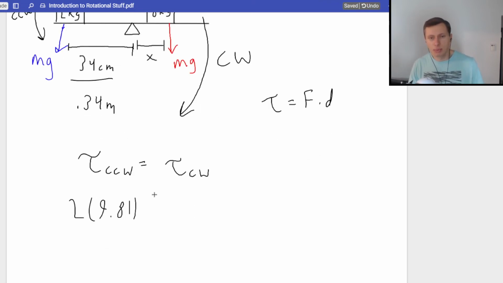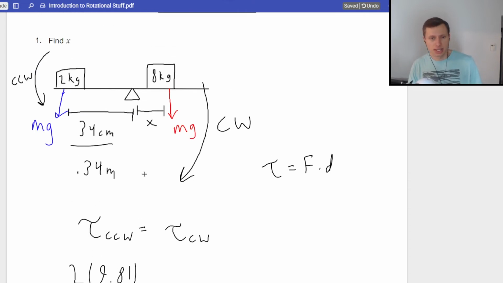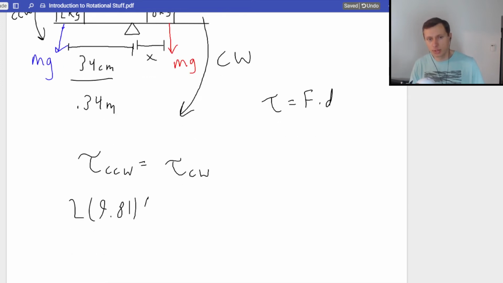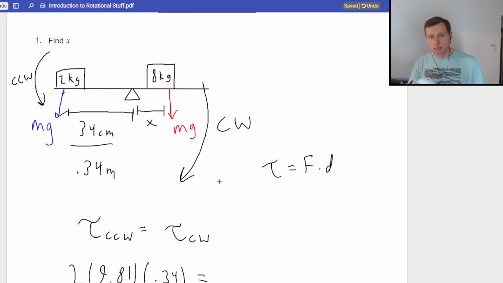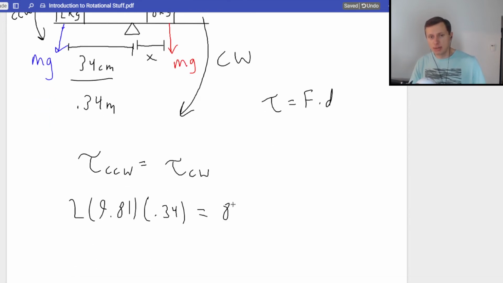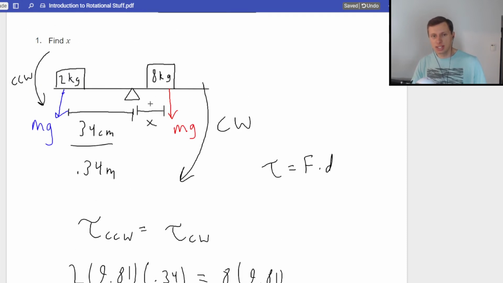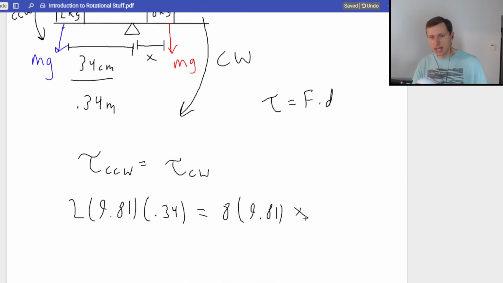So it's 2 times 9.81. What is the radius? The radius is going to be the distance from the pivot point. So the pivot point is located 0.34 meters away. 0.34, there we go. That's the left side. The right side, that's going to be 8 kilograms. So 8 is m times g is 9.81. And then that radius is just x. We're solving for x, right?